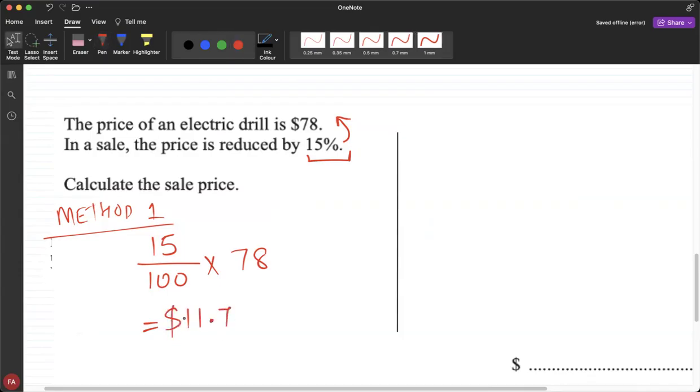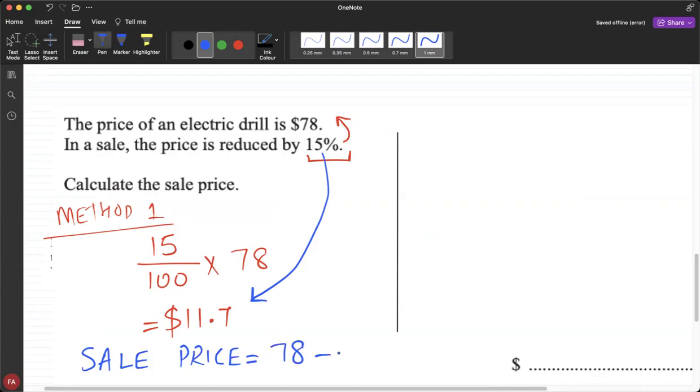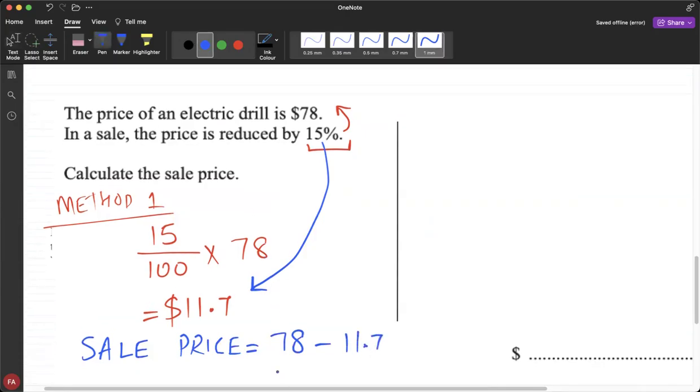$11.7. What you need to realize over here is it says in a sale, the price is reduced by 15%. And what does that represent? It represents this much discount. That means out of this $78, you're getting 11.7 as a discount. So I can say that my sale price is going to be 78 minus 11.7, which should end up giving you 66.3 as my final answer.